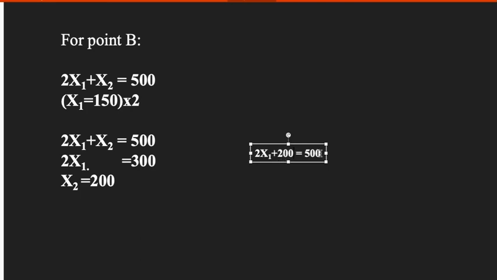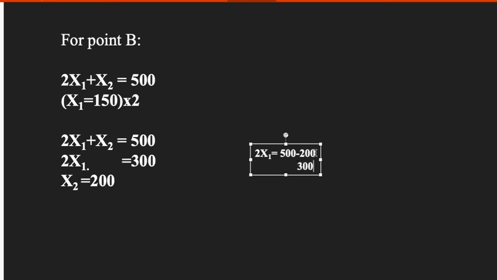When it goes here, it will become minus 200, right? That is 2x1 is equal to 500 minus 200. How much are we going to get? It will be 500 minus 200, which is equal to 300.